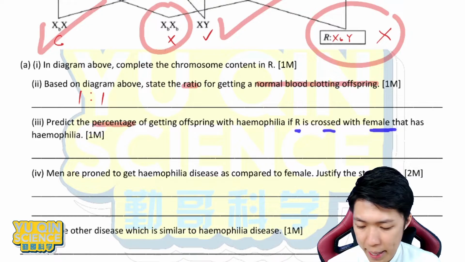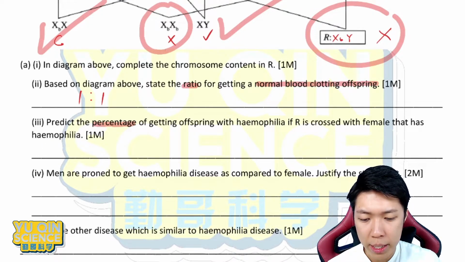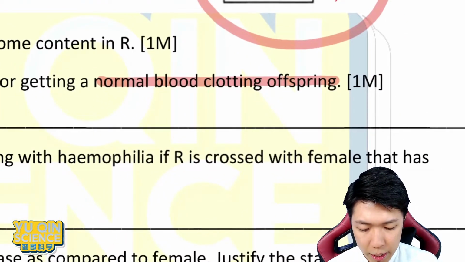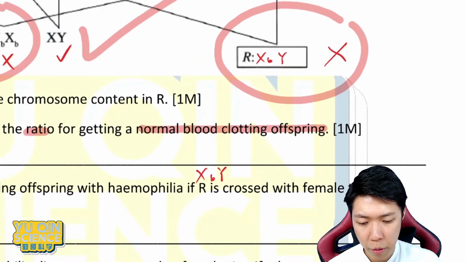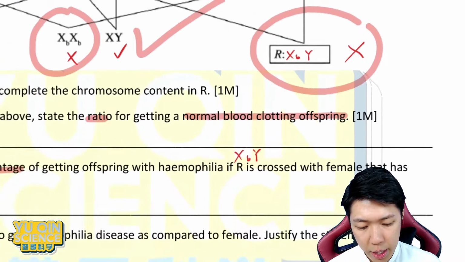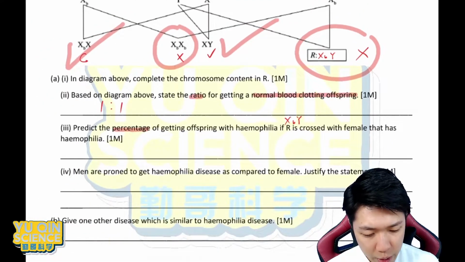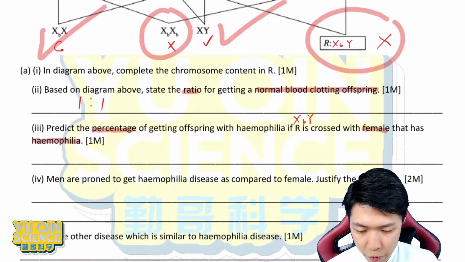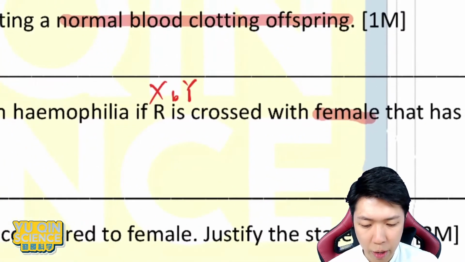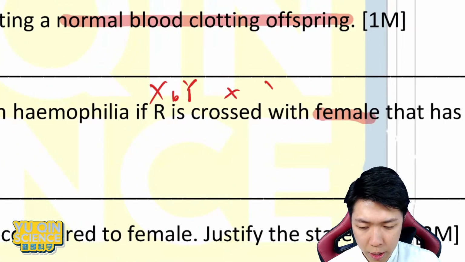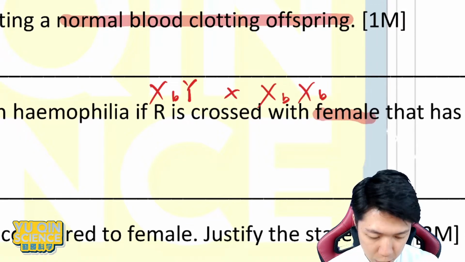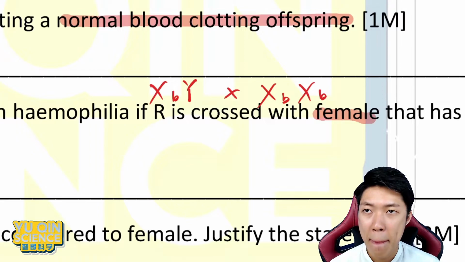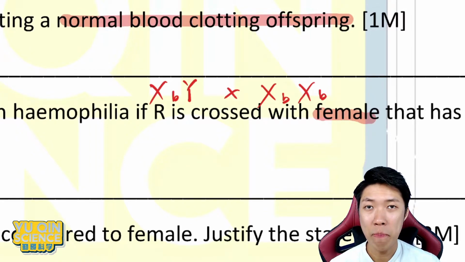Okay. So predict the percentage of getting offspring with hemophilia if R, if R crosses with a female that has hemophilia. First of all, guys, R is X small b Y from here. Cross with a female that has hemophilia. A female that has hemophilia means X small b, X small b. Make sense? Yeah? Good.